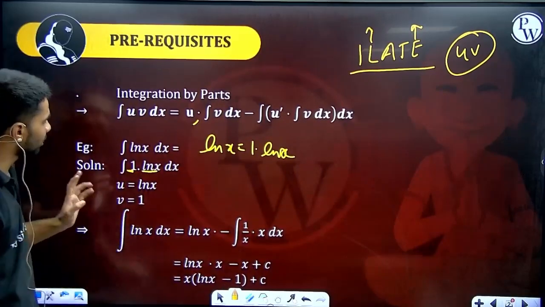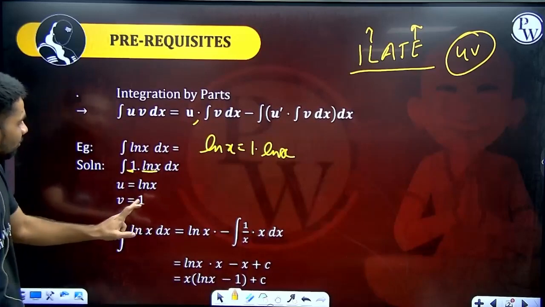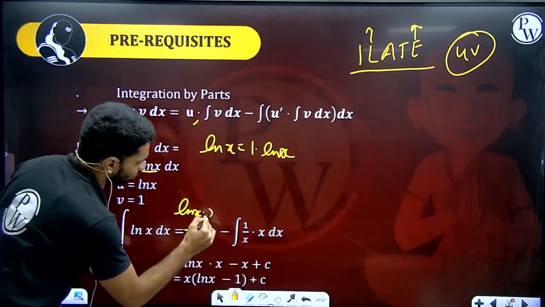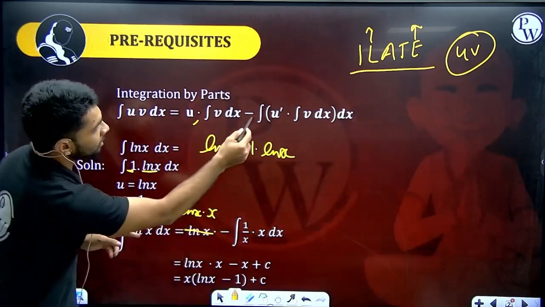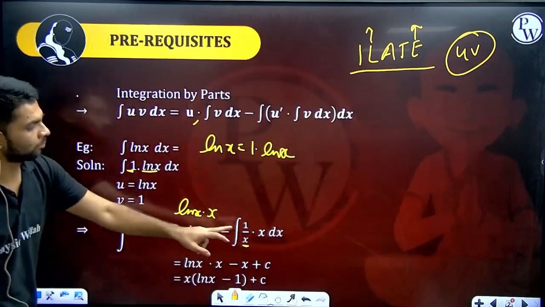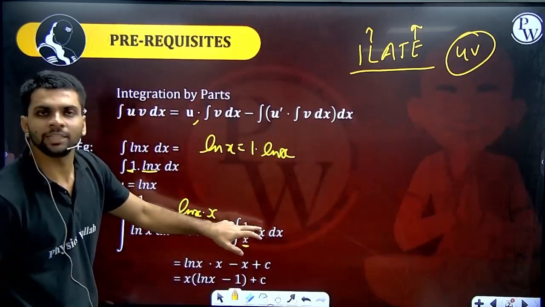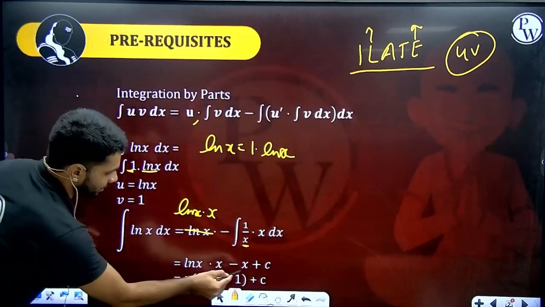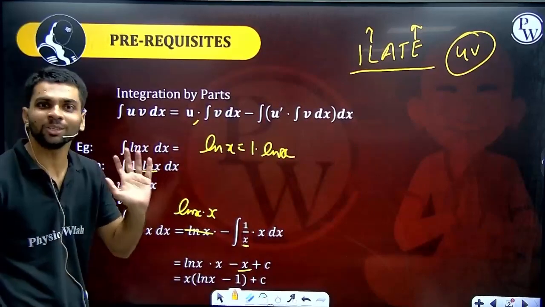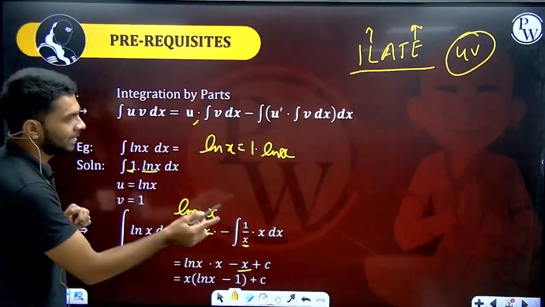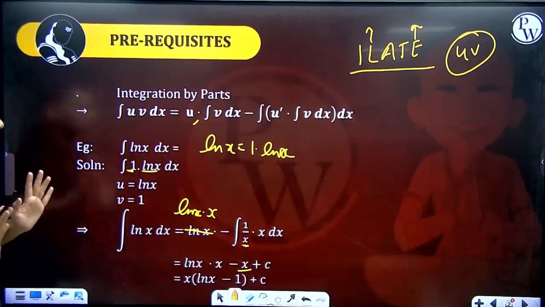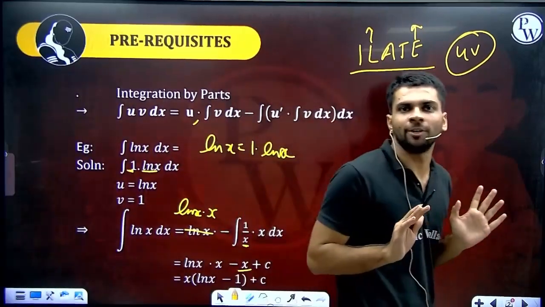Now integration, what we do, u as it is, integration of v. So integration of 1 is x. So ln x into x, minus integration of differentiation of u, differentiation of ln x is 1 by x, and integration of 1, that is x. So 1 by x into x is 1, integration of 1 will be x. So ln x into x minus x plus constant of integration. Obviously we cannot forget about constant of integration. So we got that integration of ln x is x into ln x minus 1 plus c. I think you have got a fair idea of integration by parts.